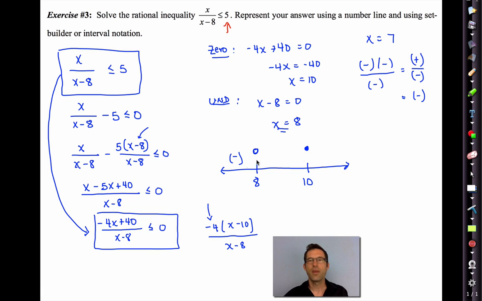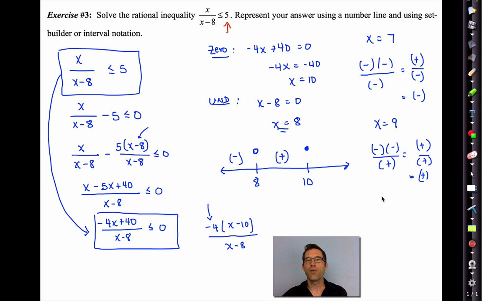All right? Then let's say I picked x equals 9. Remember, I don't want to forget that negative 4. But then if I put it into that parentheses, I'd also get a negative. And then if I put it in the denominator, I'd get a positive. A negative times a negative is a positive. And a positive divided by a positive is a positive. So there we see the signs alternating.